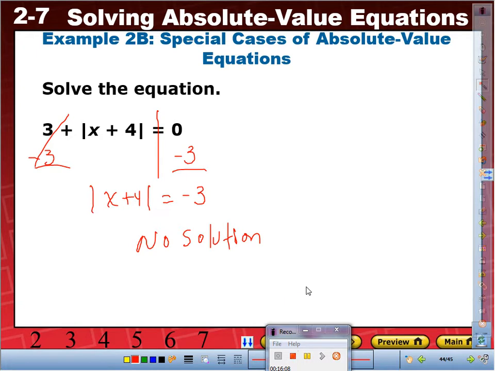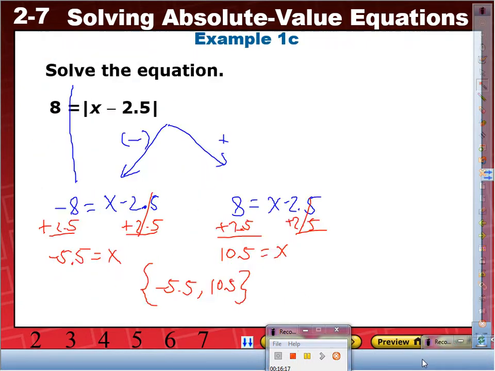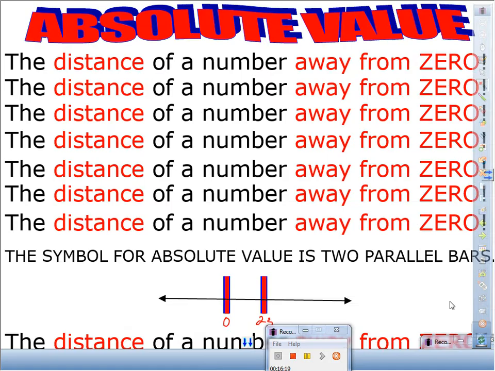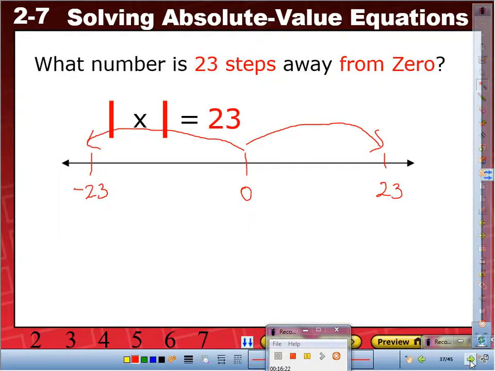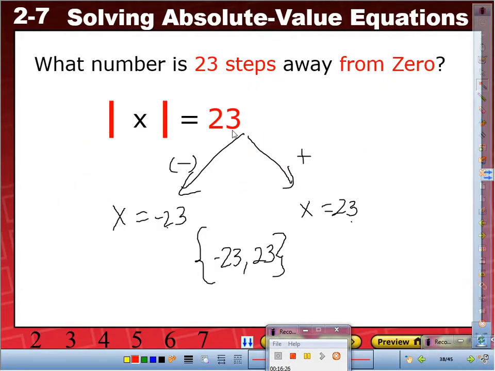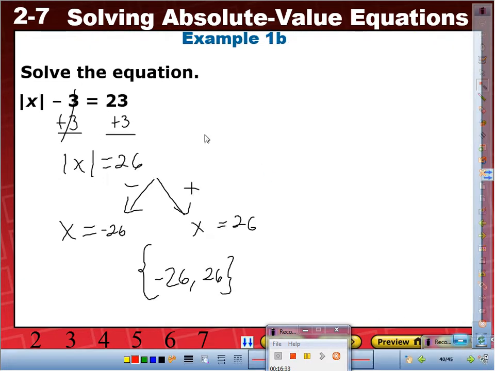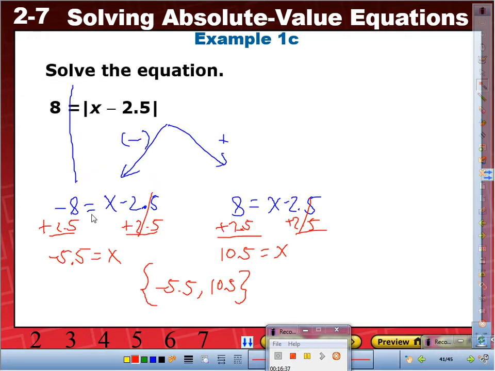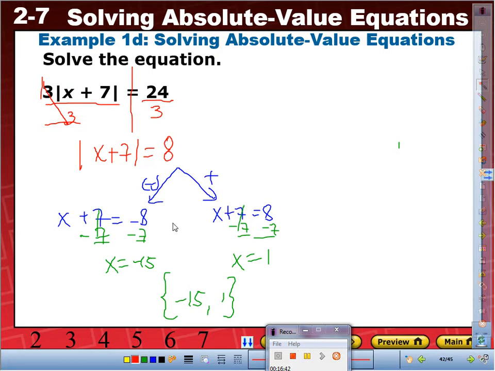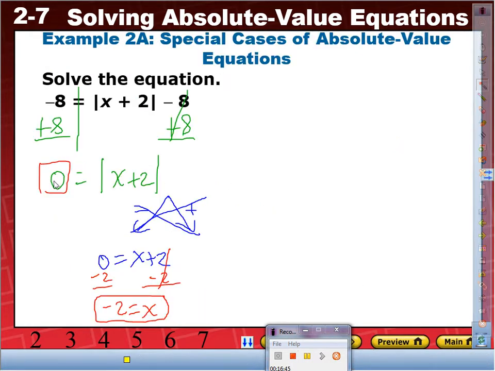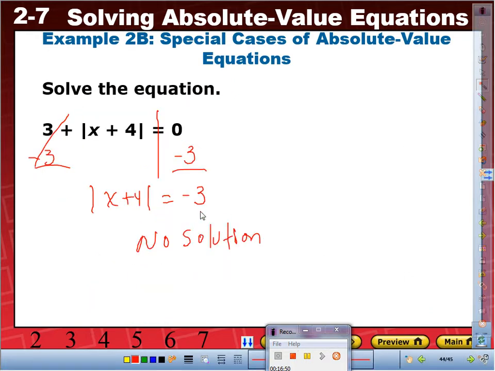Let me go back so you can see the other examples and notice the difference. Look at this one. This one had positive 23 and we came up with 2 answers. This was positive 12, 2 answers. This was positive 26, 2 answers. This was positive 8, 2 answers. This was a 0, 1 answer. And this is no solution.